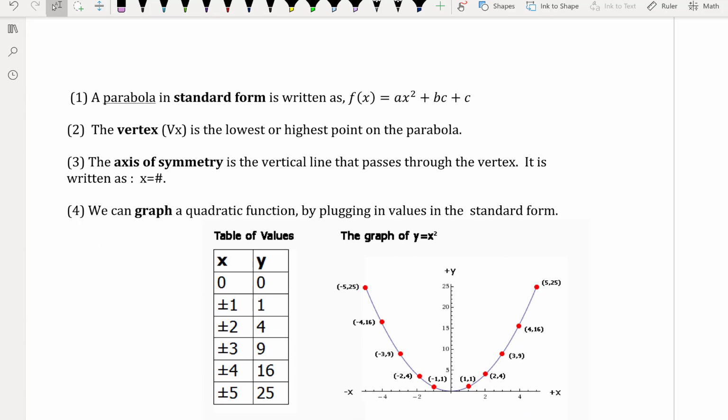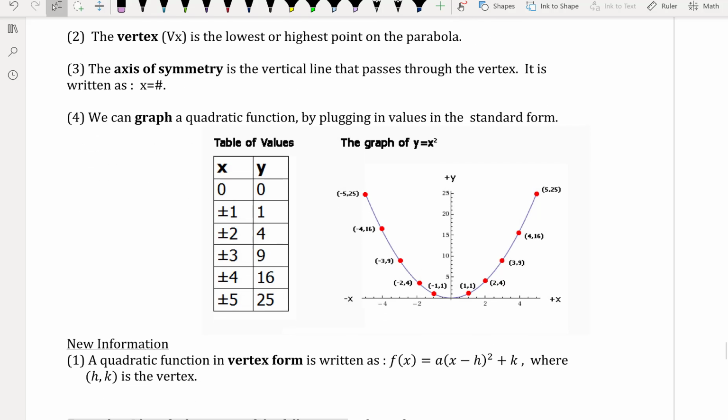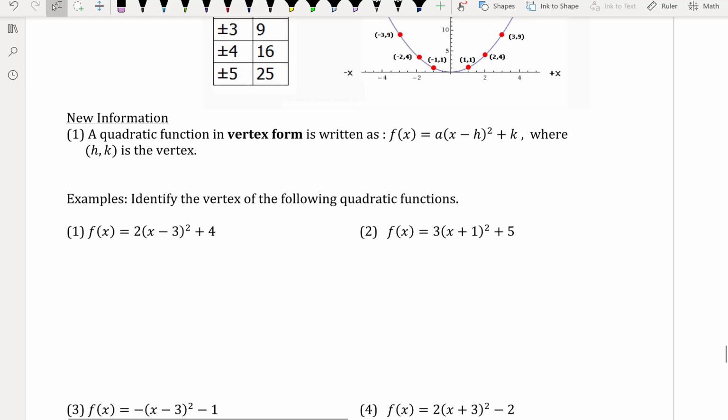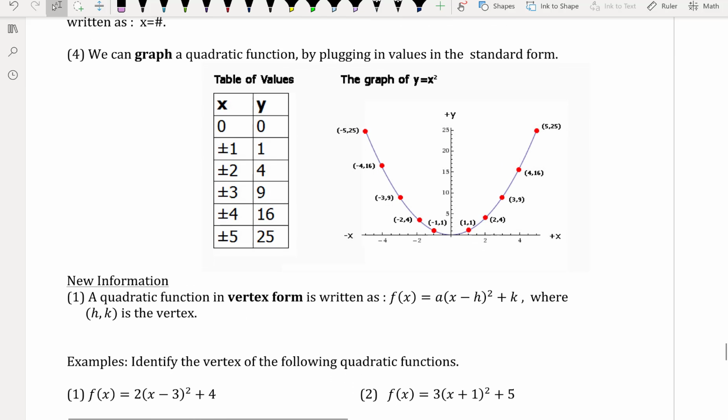So a parabola in standard form is written as ax squared plus bx plus c. There's a little bit of a typo here. That should be bx. So ax squared plus bx plus c. The vertex is the lowest or highest point of the parabola. The axis of symmetry is the vertical line that passes through the vertex. It is written as x is equal to some number, whatever that number is. We can graph a quadratic function by plugging in its values in standard form. Okay. So that's everything that we summed up of what we just did.